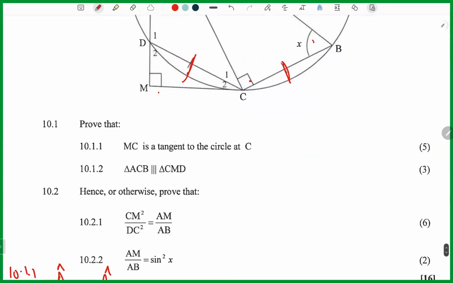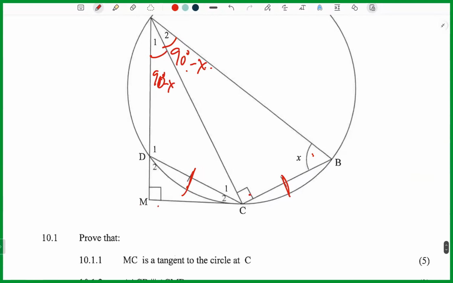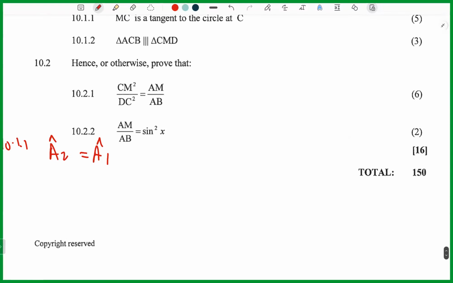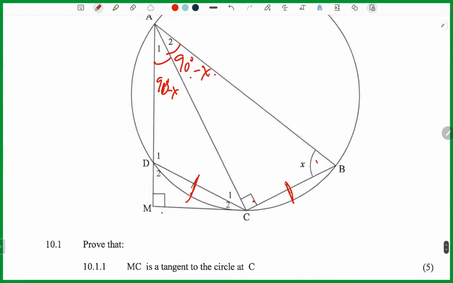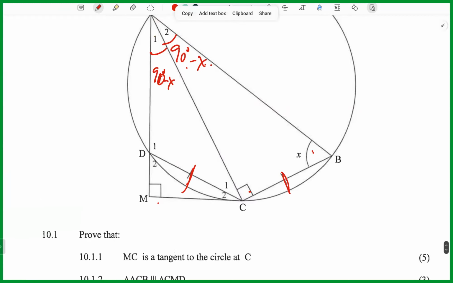So MC is a tangent to the circle at C. So A2 equals A1 equals 90 degrees minus x. So equal chords subtend equal angles. Okay, that's why we're saying angle A2 is equal to angle A1.